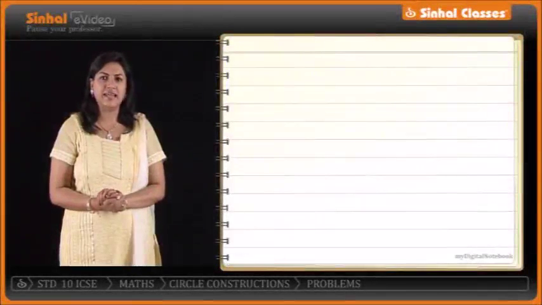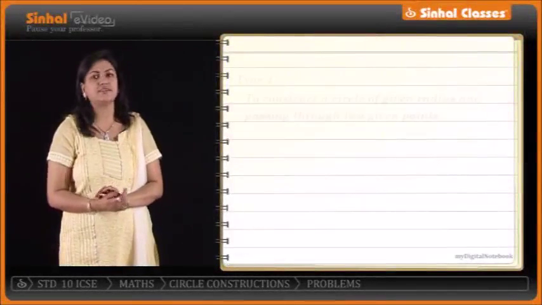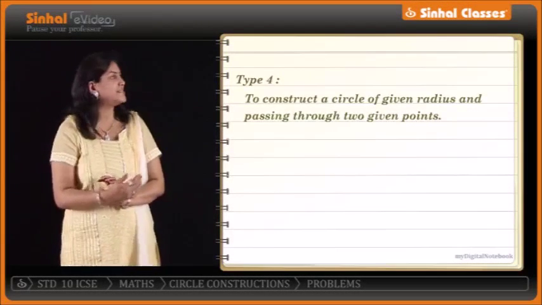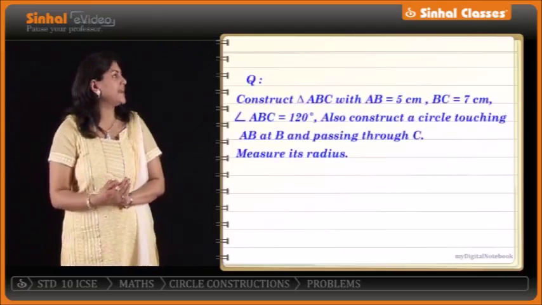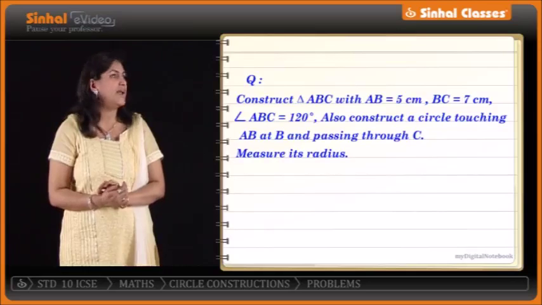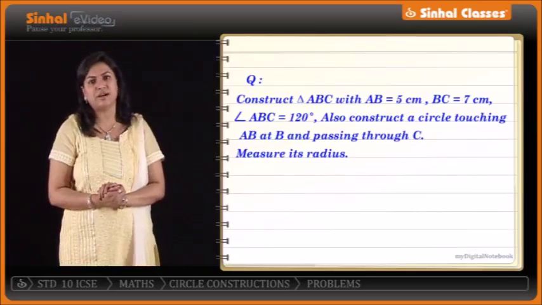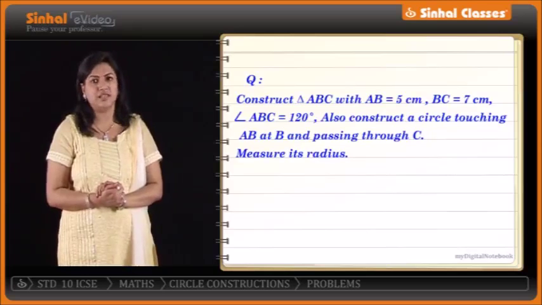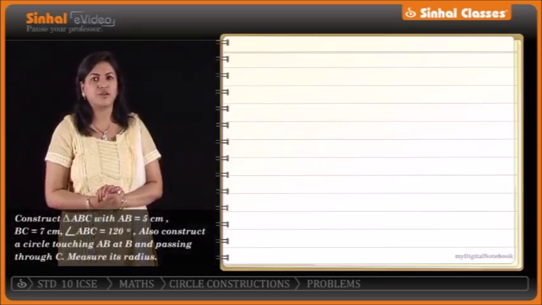Now let's take the next type, that is to construct a circle of given radius passing through two given points. Let's take the first problem in this type. Construct triangle ABC with AB equal to 5 cm, BC equal to 7 cm and angle ABC equals 120 degrees. Also construct a circle touching AB at B and passing through C. Measure its radius. Now in this, first we will draw the triangle ABC with the given measurements.